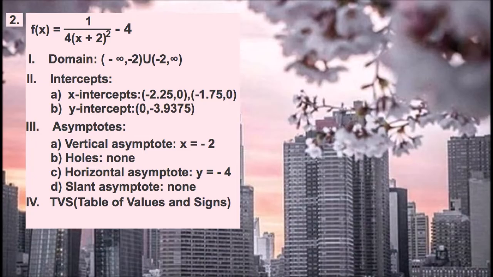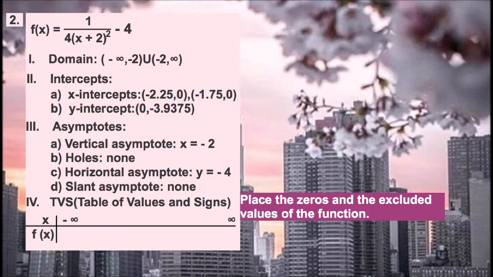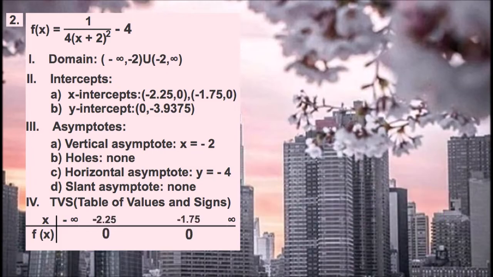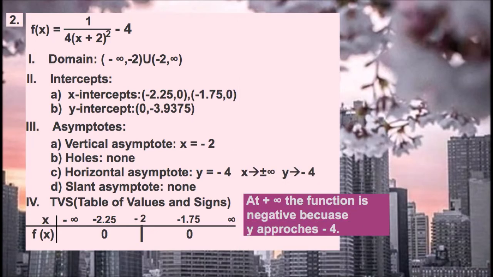Table of values and signs. Place the zeros and the excluded values of the function. Our 2 zeros. And our excluded value from the domain is negative 2. At positive infinity, the function is negative because y approaches negative 4.